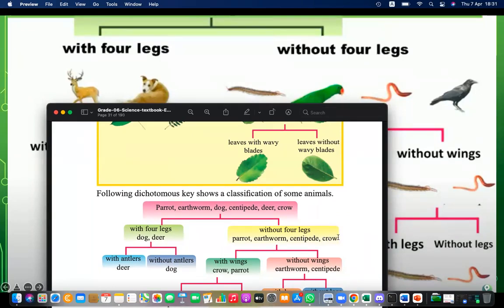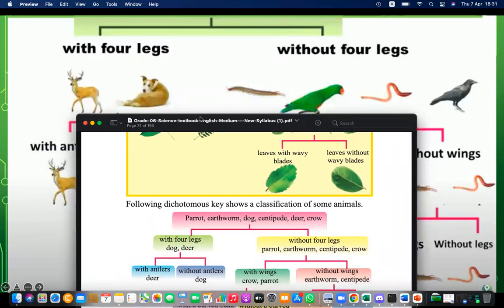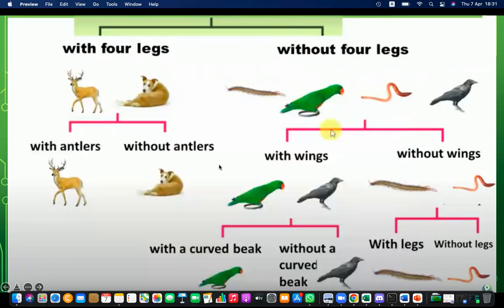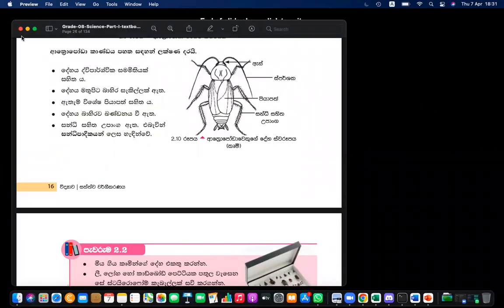Centipede. Crow, earthworm. Earthworm is this, parrot. So you need to know these animals and plants, right? The names of them. Okay, so with that, I hope our lesson is over. Now it's time to answer the questions, which are given in the summary.